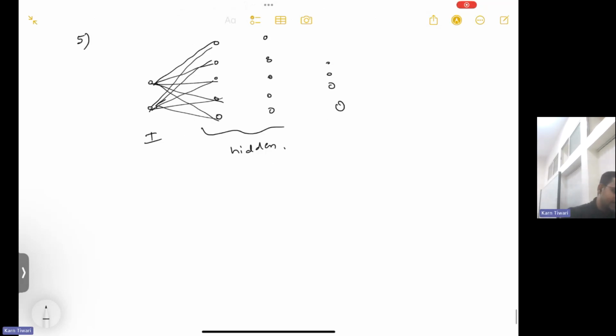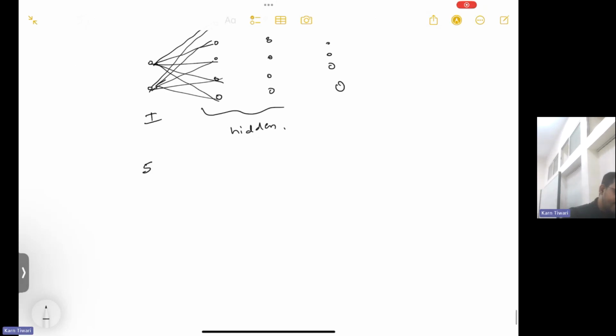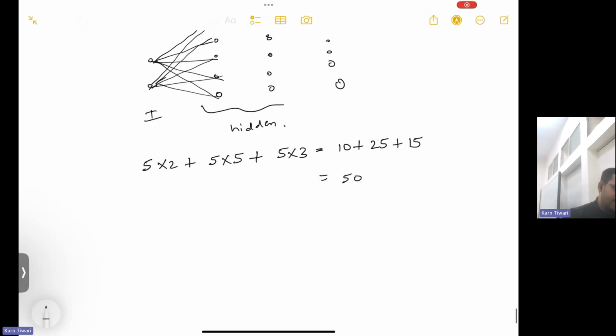Okay, so the answer is 5 cross 2, plus 5 cross 5, plus 5 cross 3. You got the point? Permutation. We're talking about having in the first input 2 neurons. First, there are 5 neurons. Total number of weights between these two is 5 times 2, that is 10. This is equivalent to 10 plus 25 plus 15, which is equivalent to 50 neurons.